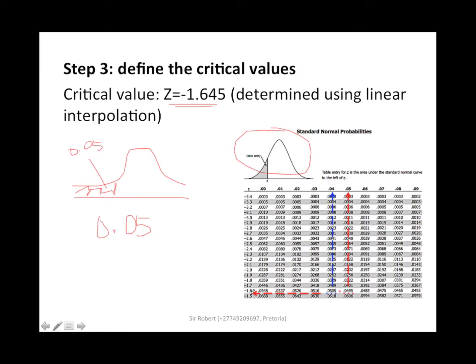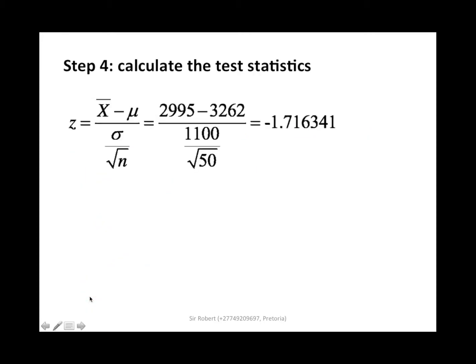So remember, it's 1.64 and 1.65, so it's somewhere between these two. If you use linear interpolation, you can determine this one. Once you get your critical value, you are testing like this. This is your rejection region. So this one will be minus 1.645. So this is your CV, critical value. Now the test statistic, if it falls in this area, we accept, and if it falls in this area, we reject. So let's move on to step 4.